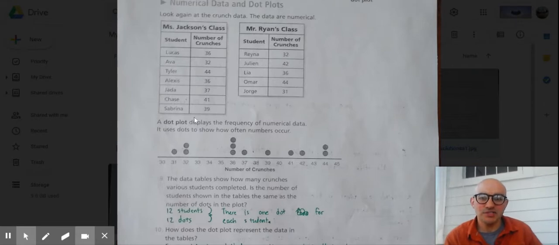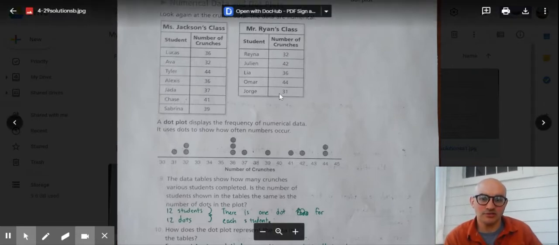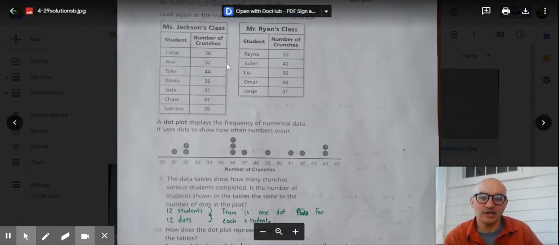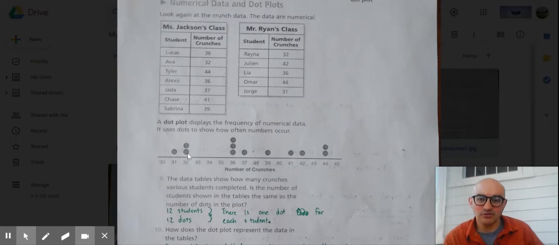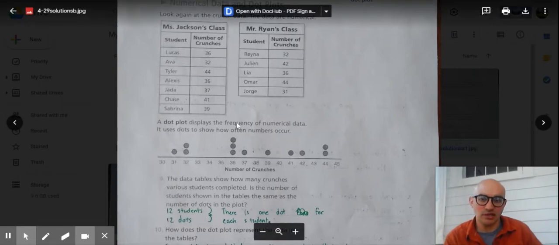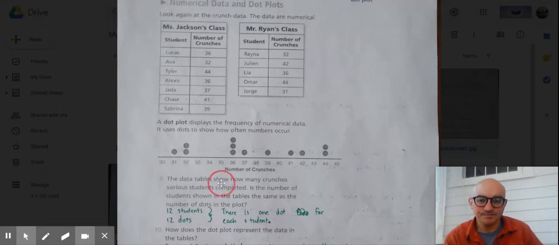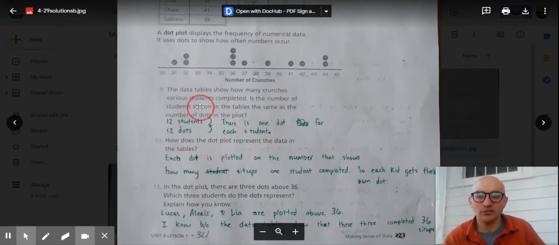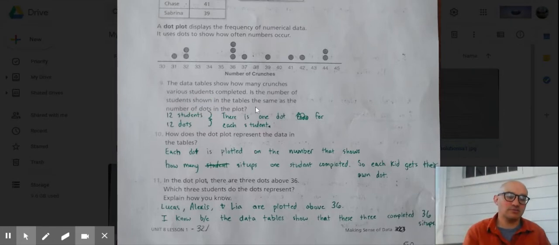Every time you see a 31, you put 1 mark here. This 31 comes from Jorge here. And there are two 32s, that would be Ava and Reina. So those two dots represent Ava and Reina. There are 3 36s, that looks to be Lucas, Alexis, and Leah. We've plotted those just like this, and so on down the line. That's what each of those dots represents: the number of crunches that one student was able to complete, excuse me.